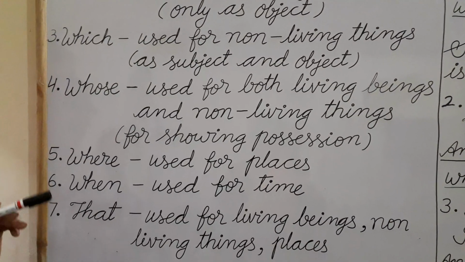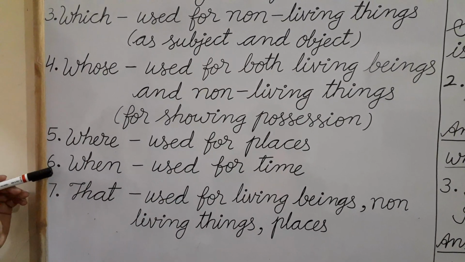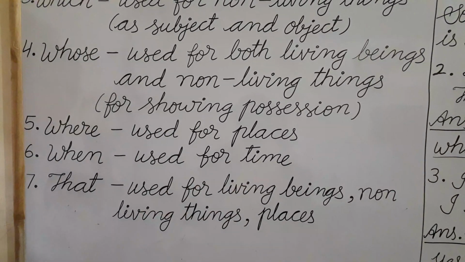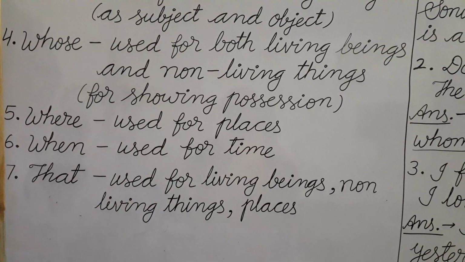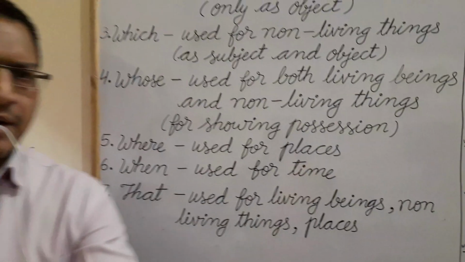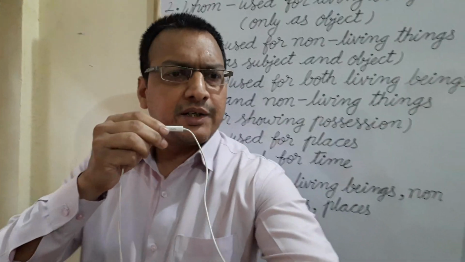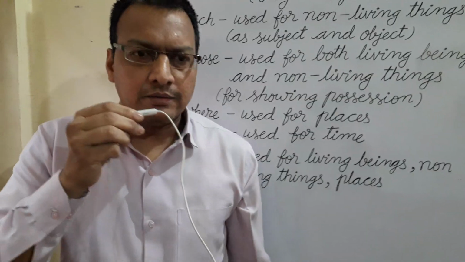Number 5 is where. Where is used for places. Number 6 is when. It is used for time. Number 7 is that. It is used for living beings, non-living things and places. But remember one thing, that is used only when 5 conditions are applied.